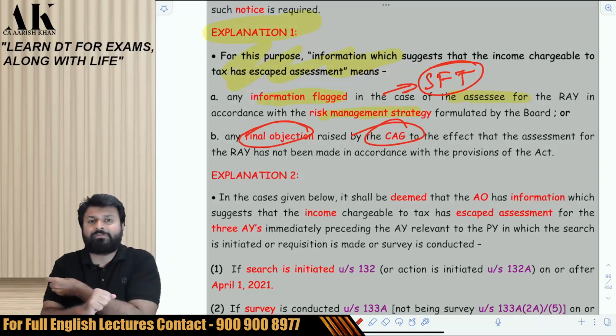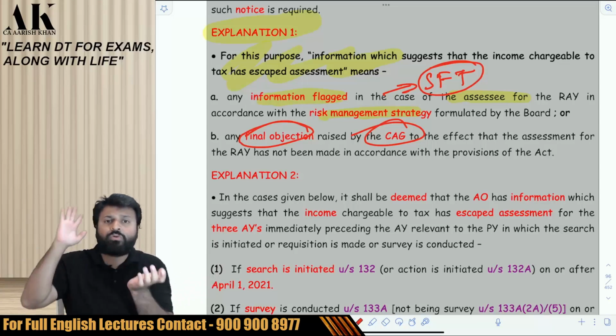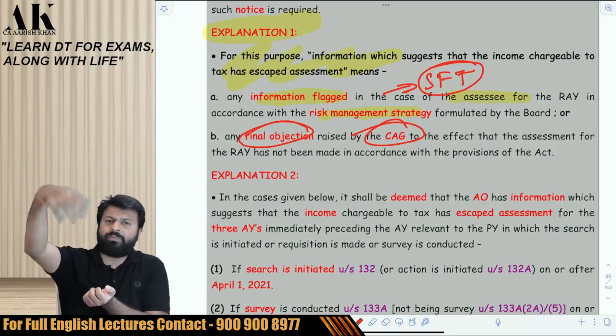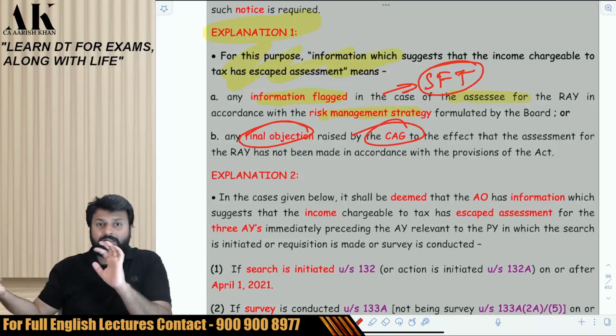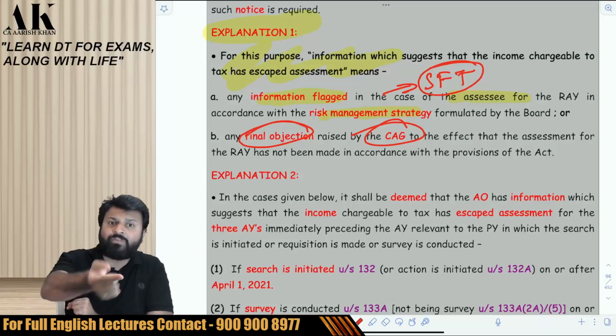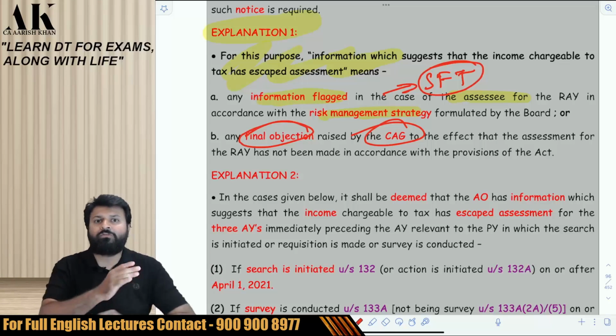So again I am saying, first step, the AO should have information which suggests that income chargeable to tax has escaped assessment. What do you mean by that information? Either of the two things. Then the AO will send an inquiry notice to you and give an opportunity of being heard. How it is done, we'll see on the next page. Then if the result is negative, the assessee is not able to reply properly, then the AO will send a notice under 148, requiring you to file an ITR. This is the procedure which you have to follow.